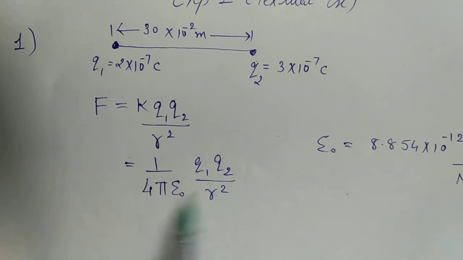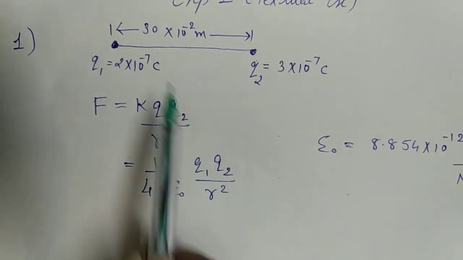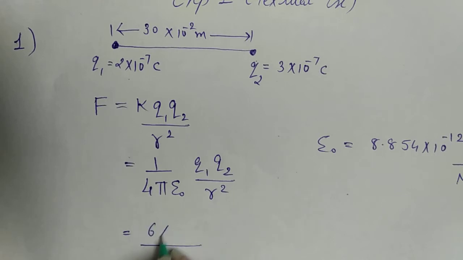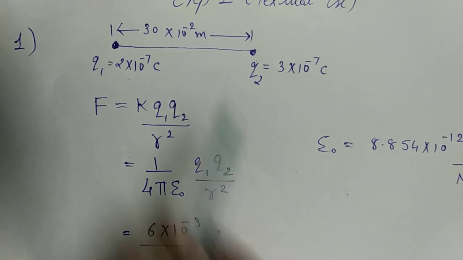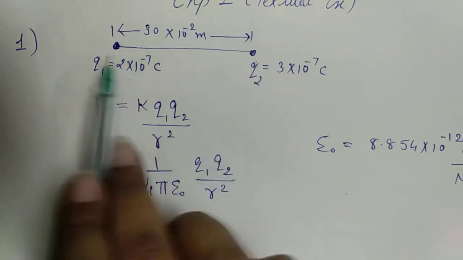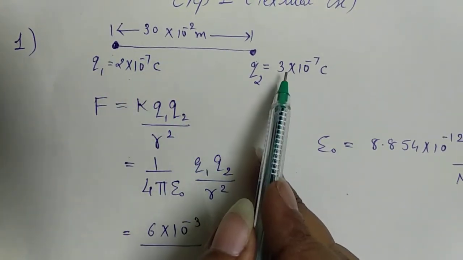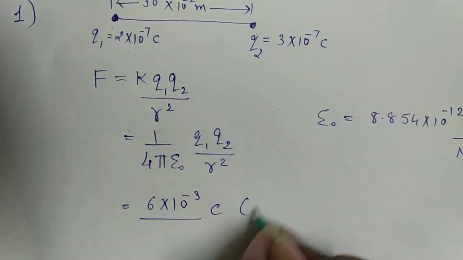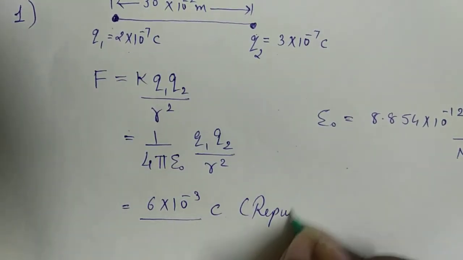Now all these values are given in the question. You just have to substitute the values of charges and the distance, and then you will get the answer. The answer will be 6 into 10 raised to minus 3 newton. So this is the electrostatic force acting between these two charges, and as these two charges are having positive polarity, means similar polarity, the force will be repulsive in nature.